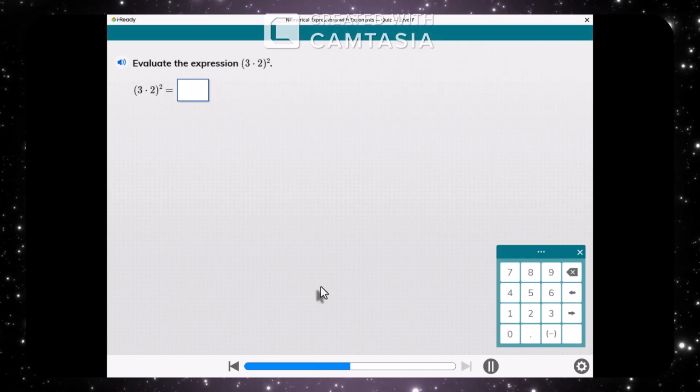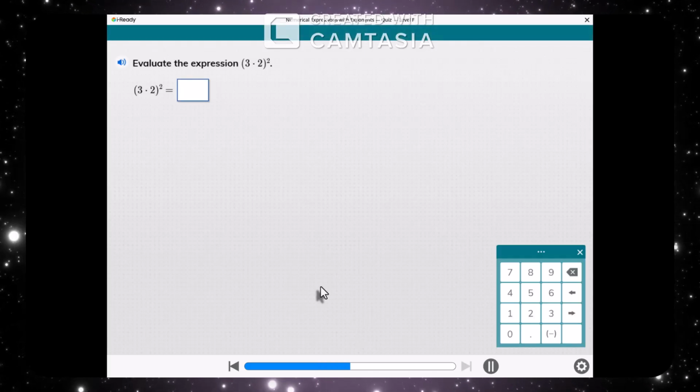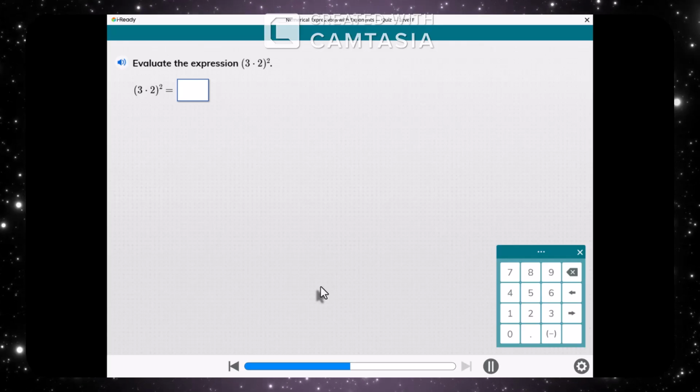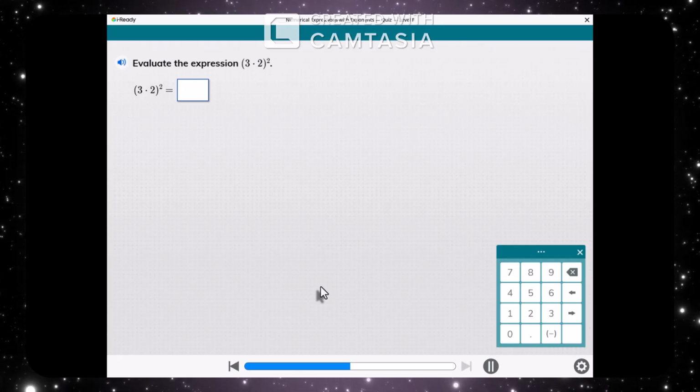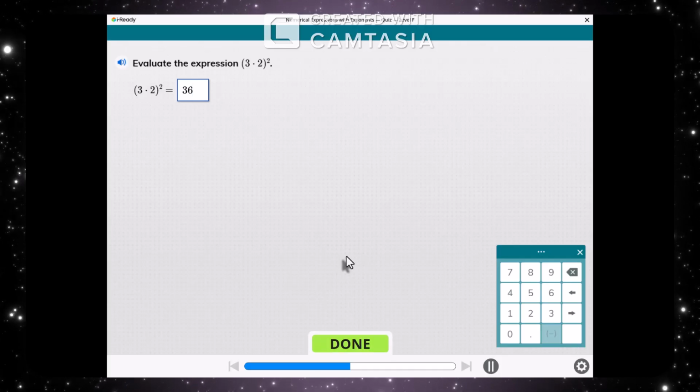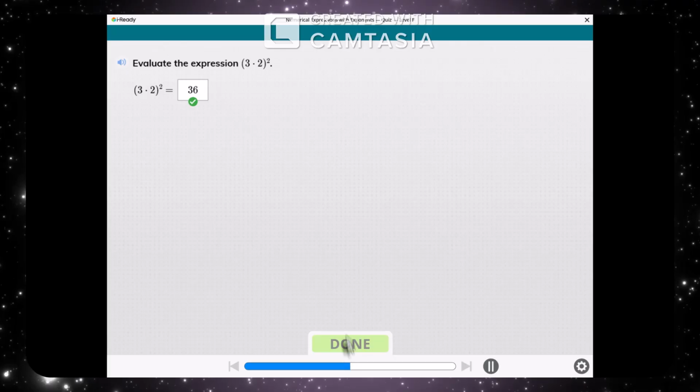Evaluate the expression. 6 to the power 2 means 6 times 6, which is 36. Yes.